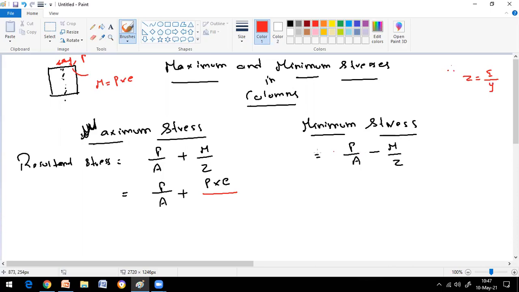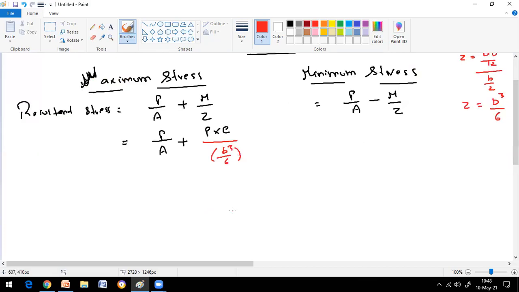So how can this be written? Let us take a cross section having the same dimension of B by B. Then what happens to Z? Z is B cube by 12 by B by 2. What is Z? Z is B cube by 6. Correct? So Z can be written as B cube by 6.